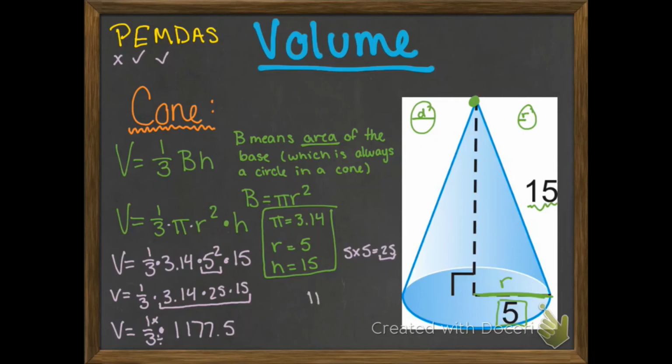So 1,177.5 divided by 3. That's going to end up giving us our volume, which is 392.5. And that's going to be units, just kidding, units cubed.